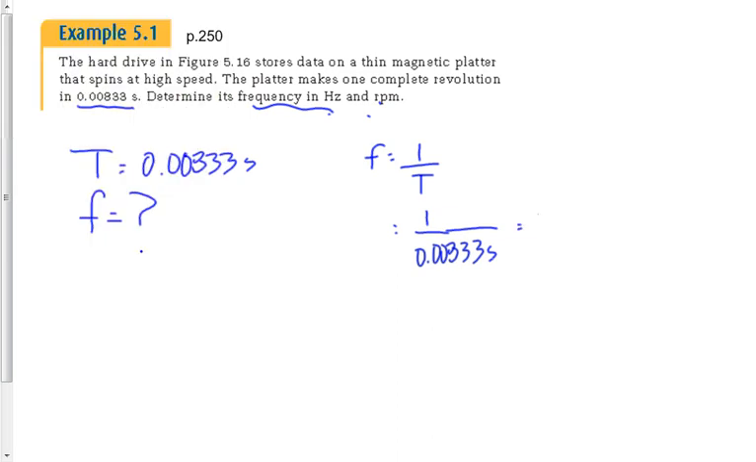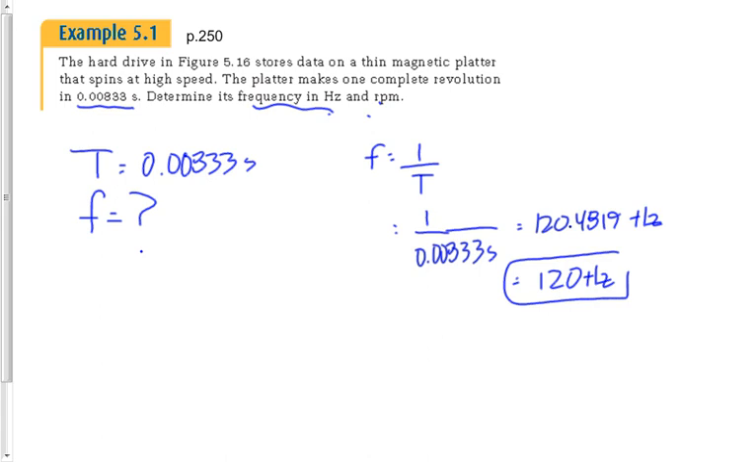120.4819. And that's going to be in hertz. 120 hertz, rounded to 3 digits. Now we want to find the number of revolutions per minute.